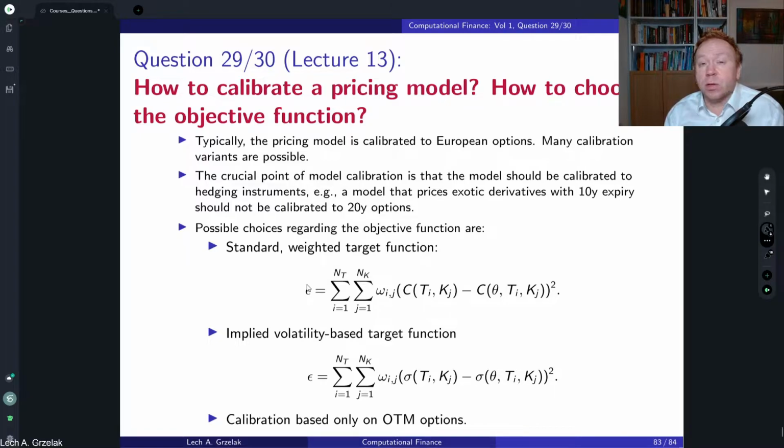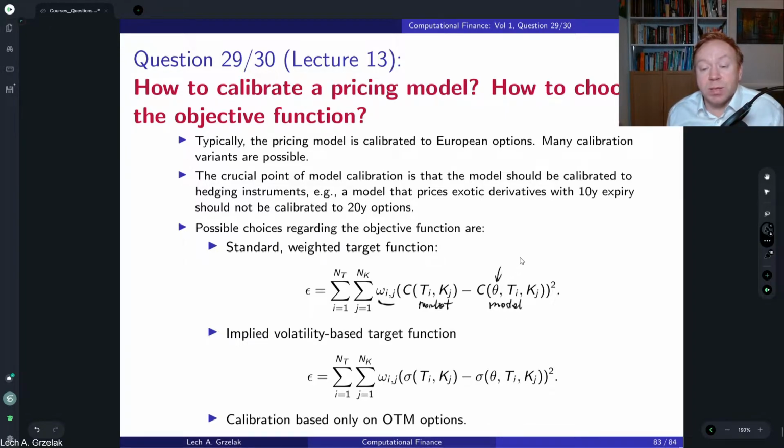Your objective is to find these parameters such that the model generates the same option prices as the ones you see in the market. This means that we will define a summation over all the option expiries, all the relevant strikes with some weights omega. And then what we will do here, we will look at the difference between the option price available in the market, so this is market, and this is model here.